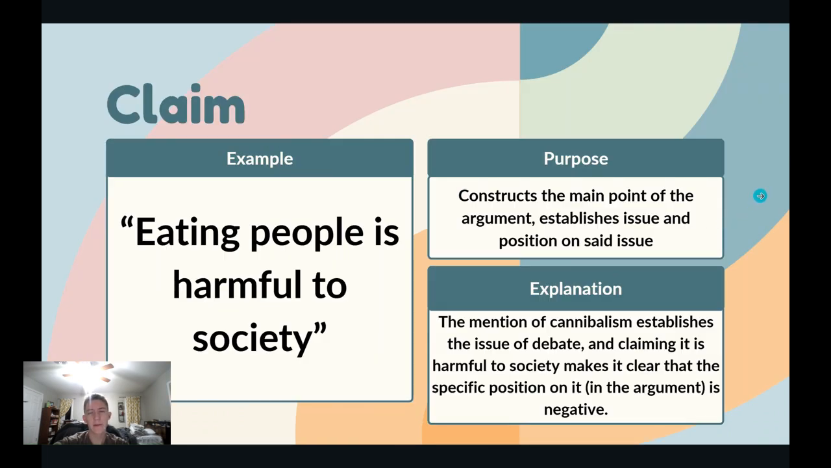First of all, we've got the claim. The purpose of this is that it constructs the main point of the argument and establishes the issue and whatever your position is. So here we have a bit of a silly example. We've got eating people is harmful to society. And to explain this specifically in terms of the purpose, we have the mention of cannibalism, which establishes the issue of debate. So we're clearly going to be talking about eating people and its harm to society. And then we're claiming that it is harmful, which makes our position on it clear.